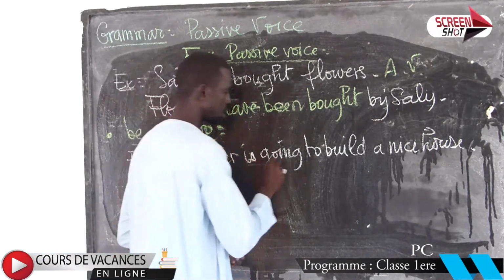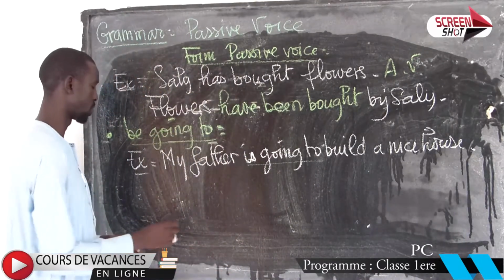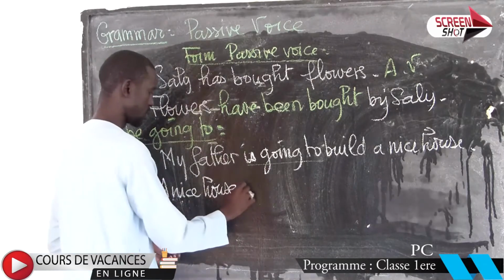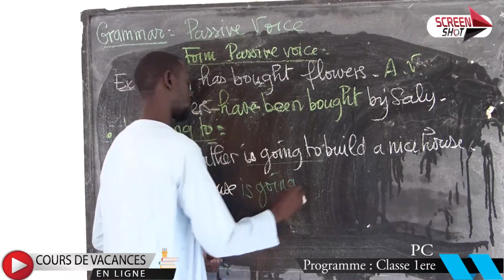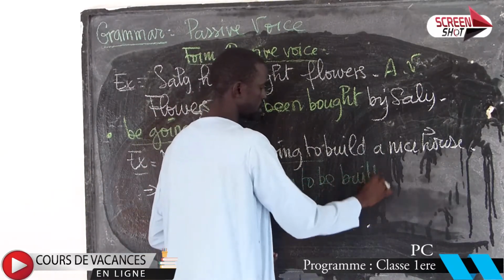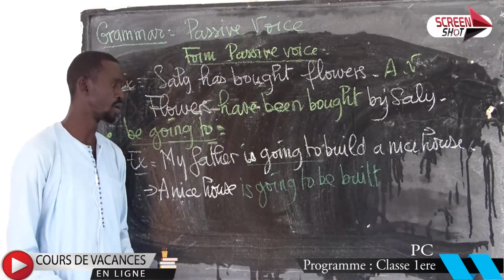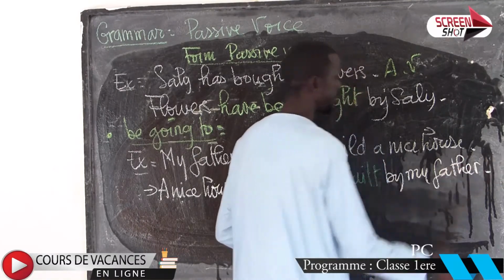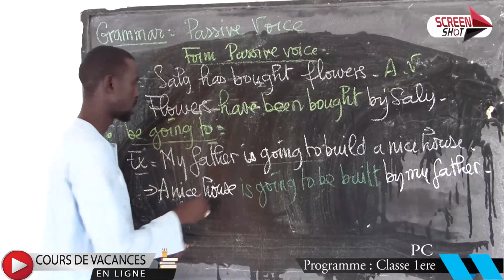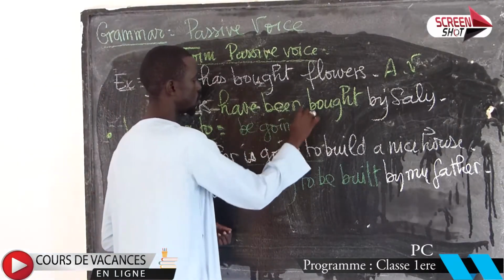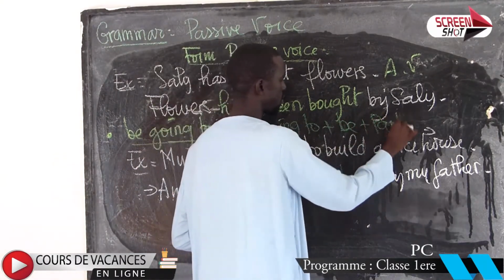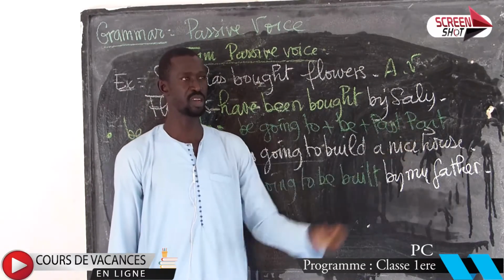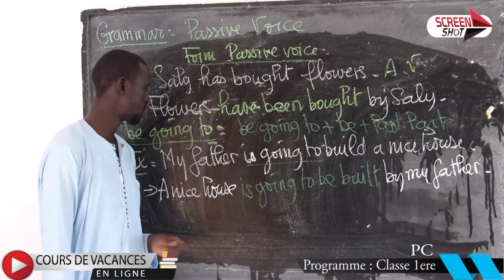We have the expression be going to. So here to turn it into the passive voice, we will have: a nice house is going to be built. Built, the past participle. A nice house is going to be built by my father. If you notice, if we have the expression be going to, it will be like that: be going to plus be plus the past participle of the verb. That is what we are going to have if we see the expression be going to.